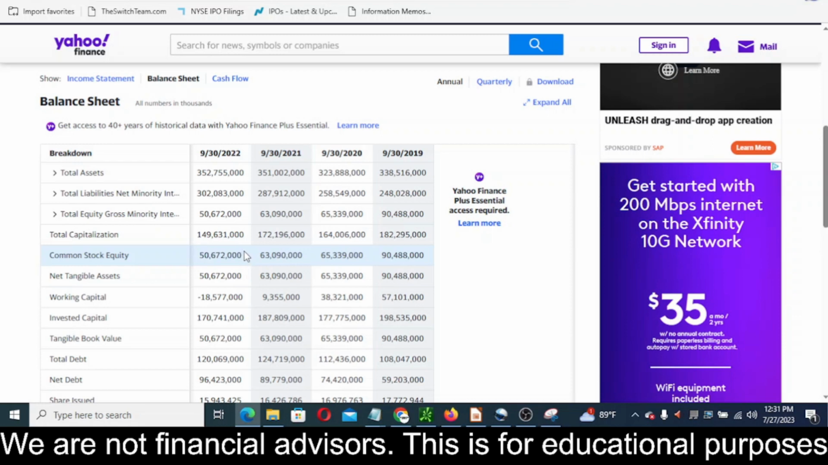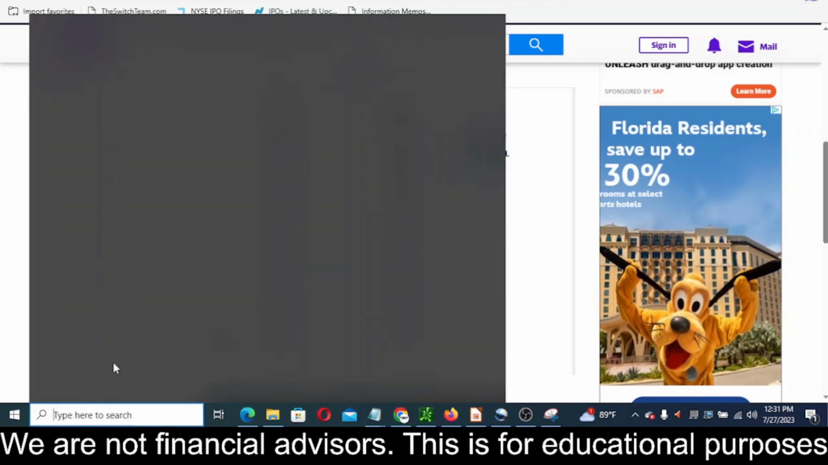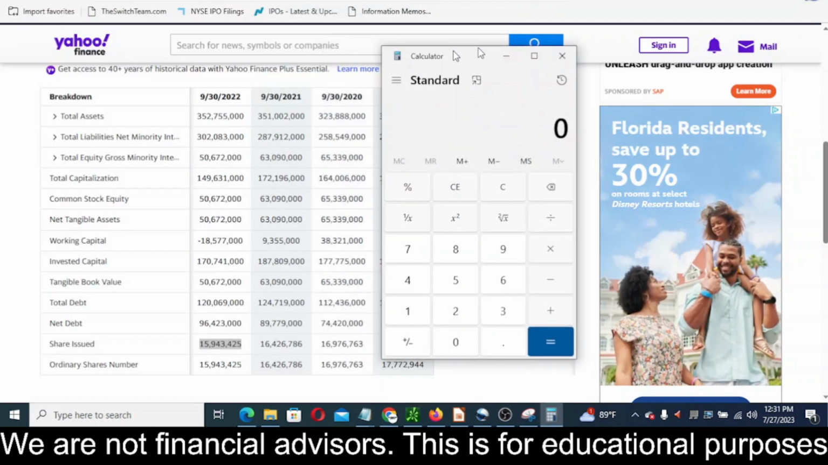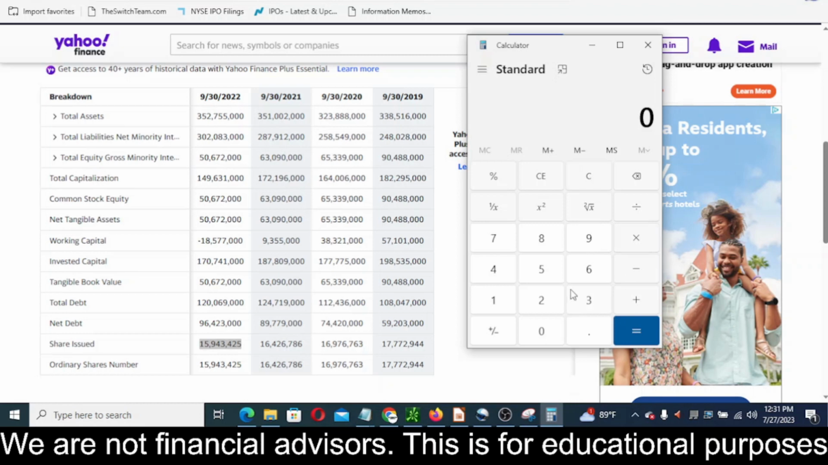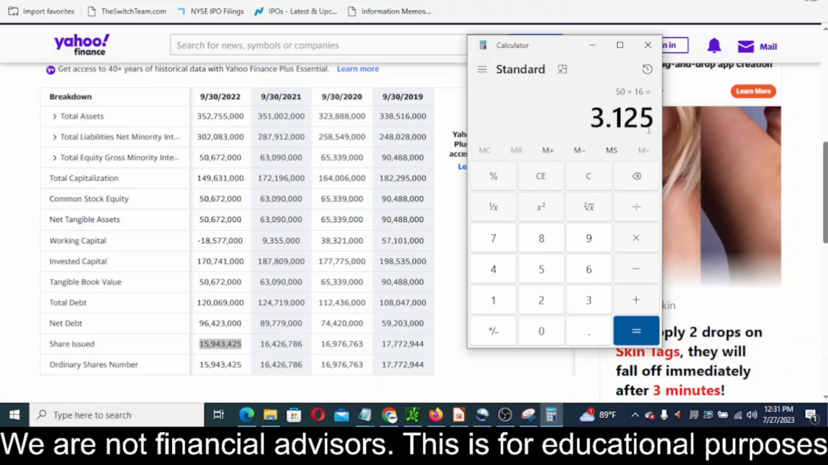You take that common stock equity, that $50.6 billion number, and divide that by the number of shares issued, and you can see there are 15.9 billion shares issued. If you pull up a calculator for a rough conversion, let's say we had about 50 billion in common stock equity, and we divide that by about 16 billion shares. You're looking at just over $3.